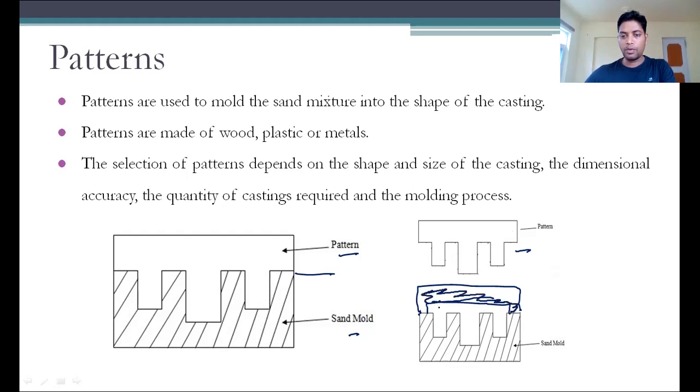Okay, sorry, core part. So this is like free. Okay, and this is the shape that we have to cast. So we just have to fill the molten material over there. Okay, then it will be solidified, so that will become a casting. So these are the patterns that we are using.